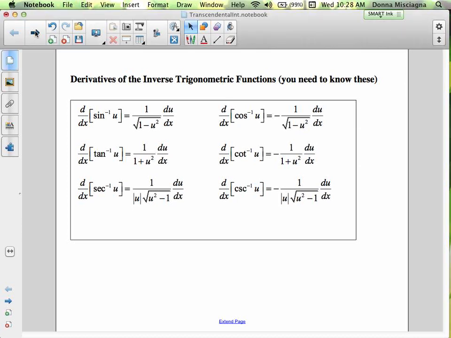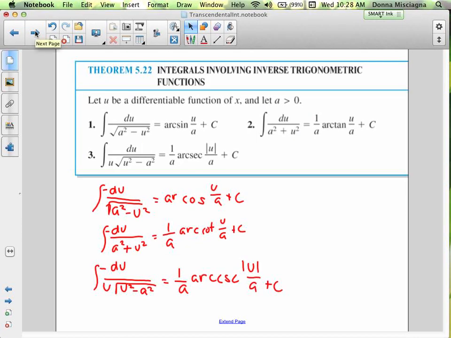All right, so now let's look at the integrals. We're going to be given the derivative, and we want to get back to the original function, which is an inverse trig function. So let u be a differentiable function of x, and let a be greater than 0. All right, so we have the first one. If we have the integral of du over the square root of a squared minus u squared, that's going to be arcsine of u over a plus c.